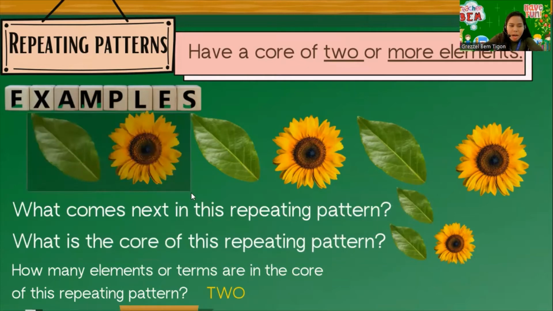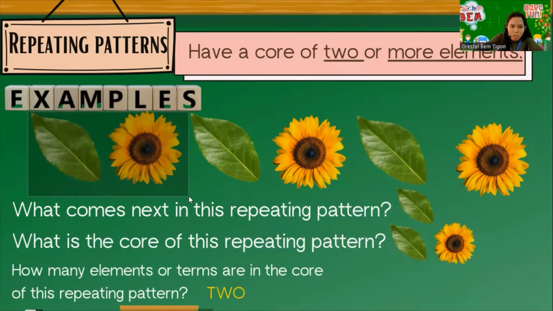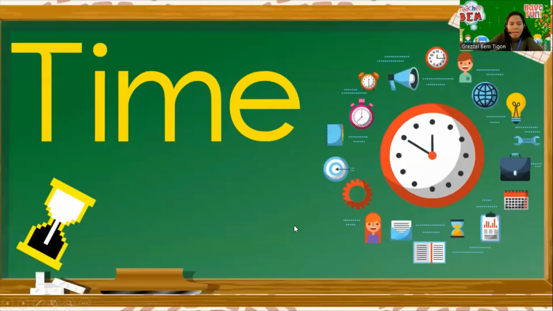The cores are the leaf and the sunflower. That's why we have it here. Next, how many elements or terms are in the core? We only have 2. Okay, so this is just an example. I know this is very easy for you.